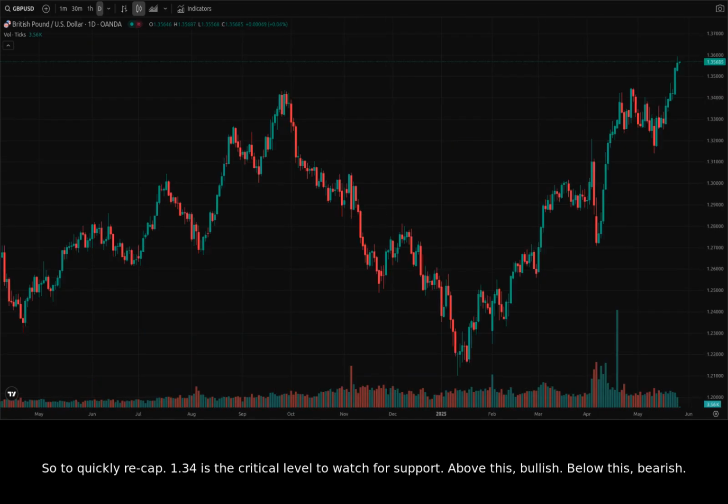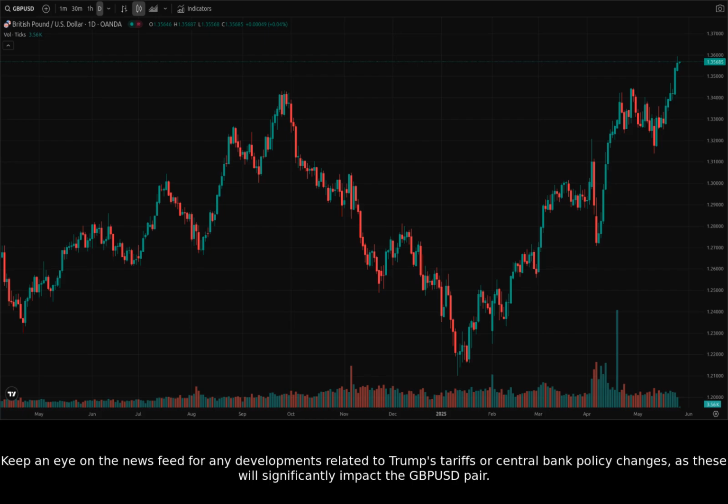So to quickly recap, 1.34 is the critical level to watch for support. Above this, bullish. Below this, bearish. A near-term target is 1.355 with 60% chance, but we may potentially retest, and if bad news hits, fall through 1.35. Keep an eye on the news feed for any developments related to Trump's tariffs or central bank policy changes, as these will significantly impact the GBPUSD pair.